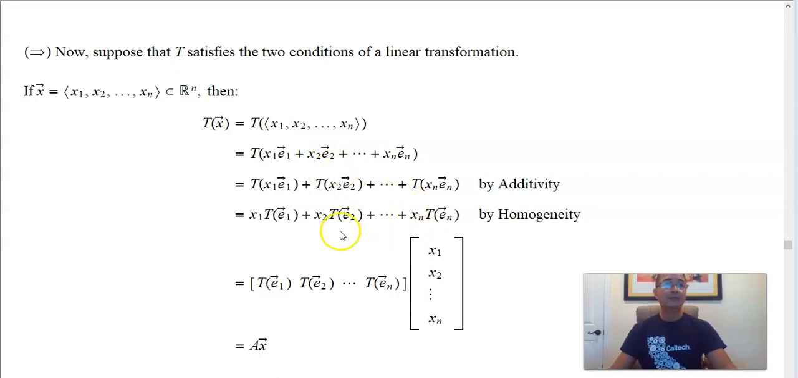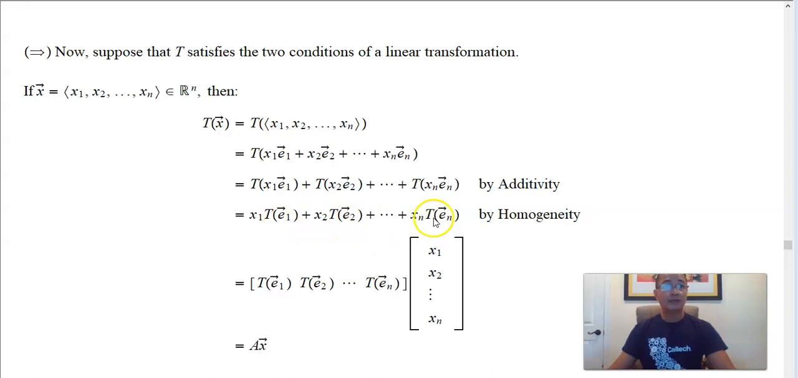And then we use homogeneity. We can take out x1. So the first term is x1 times t of e1. The second term is x2 times t of e2, and so on. Now that's a linear combination of t of e1 through t of en. But that's just the definition of a matrix product.